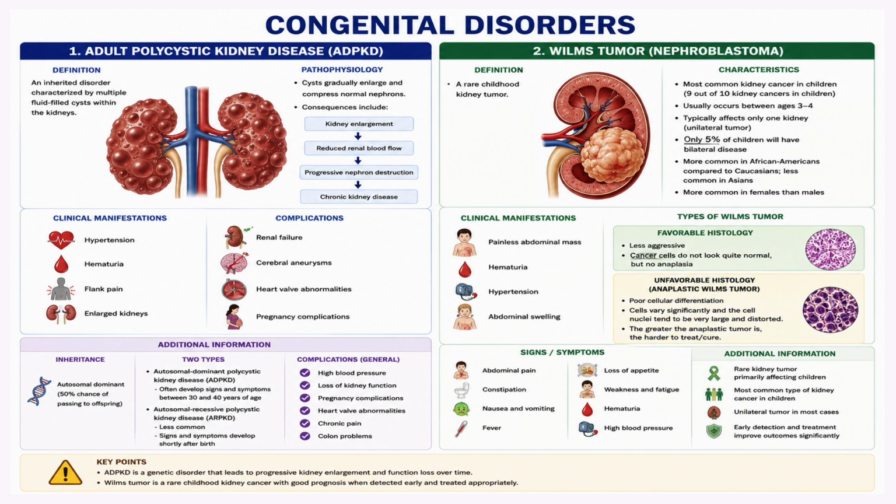Wilms tumor, or nephroblastoma, is the most common kidney cancer in children. It usually presents between the ages of 3 and 4 and often appears as a painless abdominal mass. Early diagnosis significantly improves survival rate. And as you can see here, there's this huge mass on their kidney.